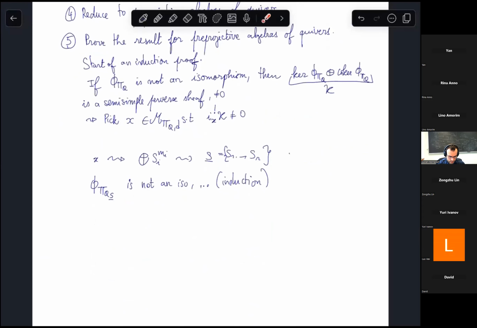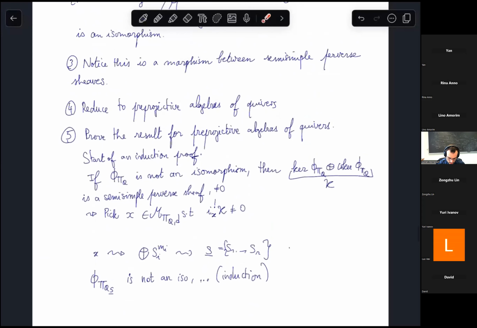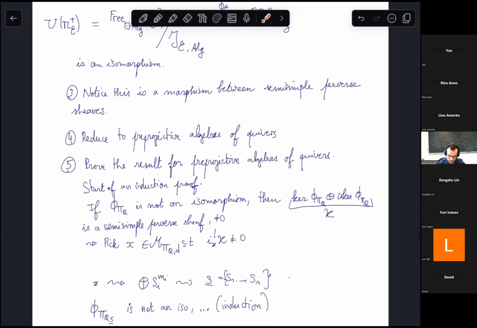And at some point, I missed the iteration point. So you get a collection of simples, you get a different quiver, which is just for this collection, and then what? And then you use the local neighborhood theorem to see that this map, the corresponding map phi pi Q_S, for the pre-projective algebra pi Q_S, is not itself an isomorphism.